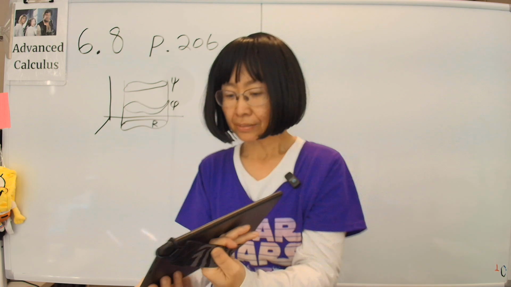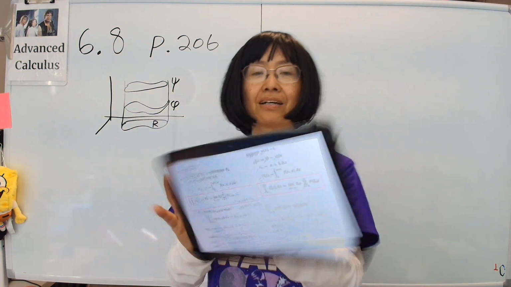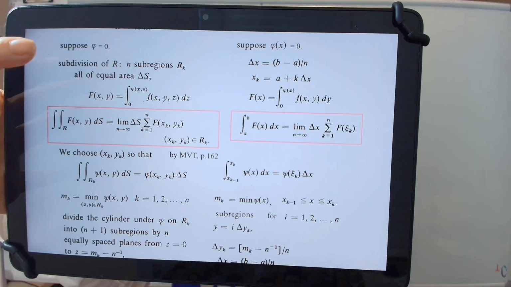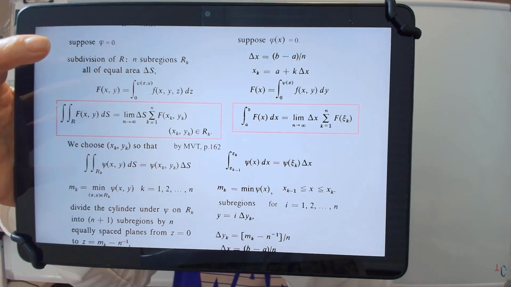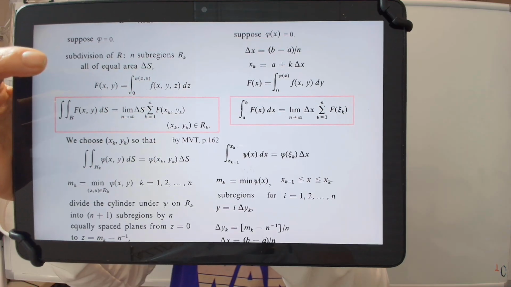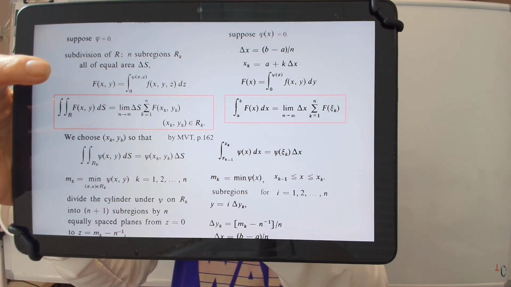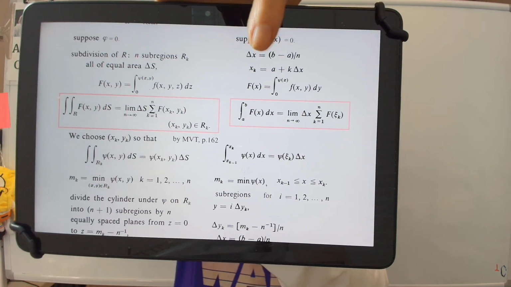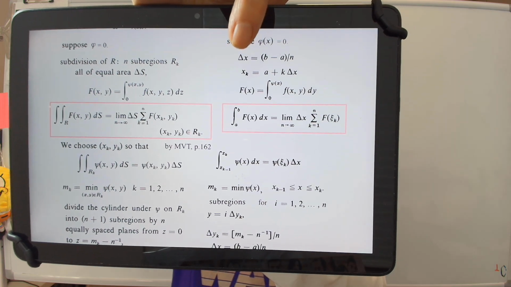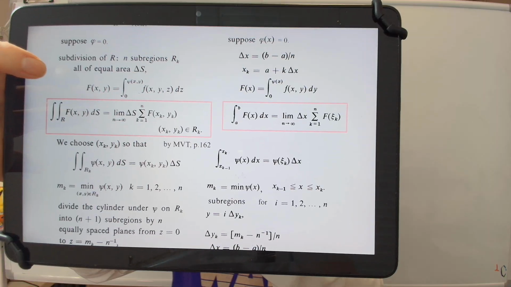Now to prove it, the first thing we're going to do is assume that phi equals 0, which is what we did before. And then we do the subdivision just like we did before. We'll subdivide the region R into n subregions, all with equal area delta S. Before, we had the region B minus A subdivided into equal lengths, all called delta X. So right now, delta S is basically the same as delta X before.